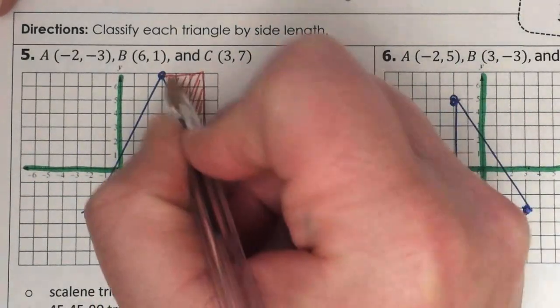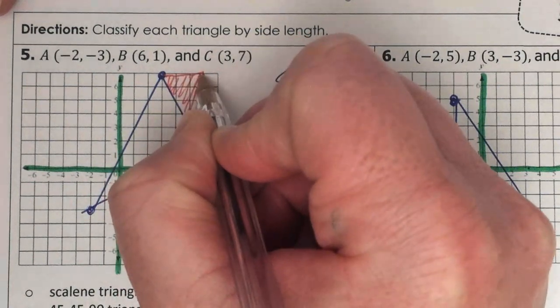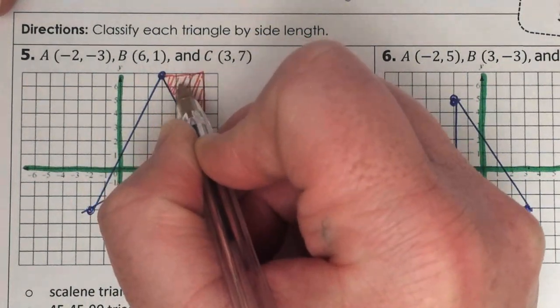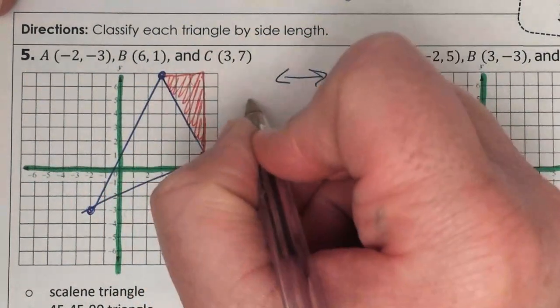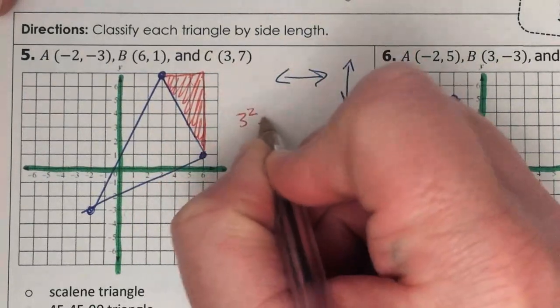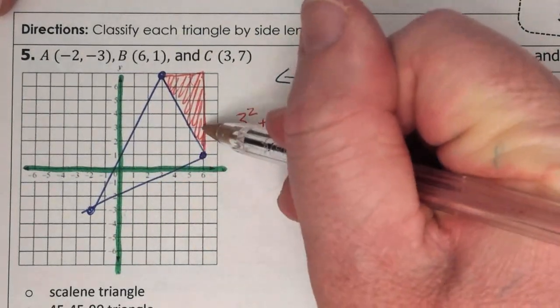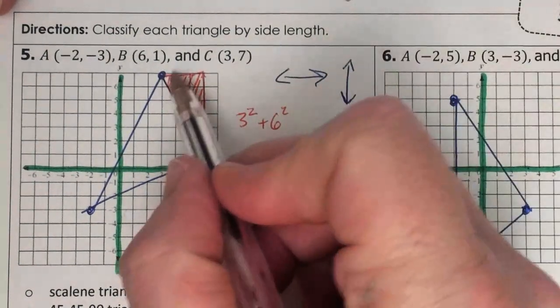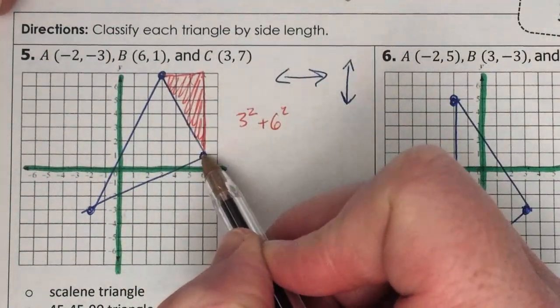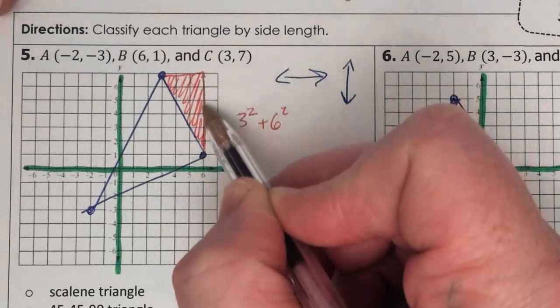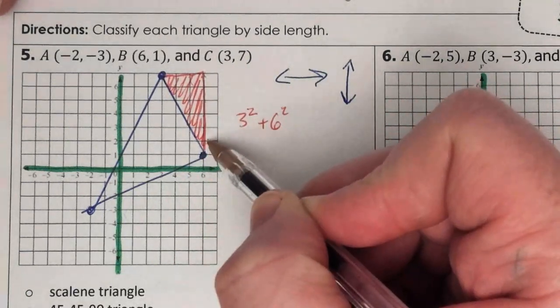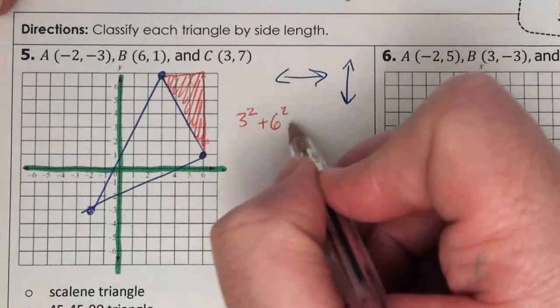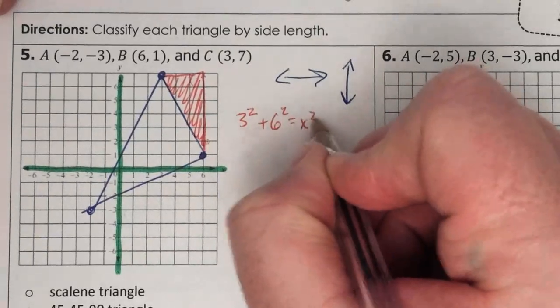Okay, so how many hops is this? This is 1, 2, 3. Remember, count the hops. 1, 2, 3. So that's 3 squared. Plus, this is 1, 2, 3, 4, 5, 6. And remember, you always need to go from the dot to the corner. If you go this way, you might stop a little too early. So always start at the dot. Okay, is equal to x squared.